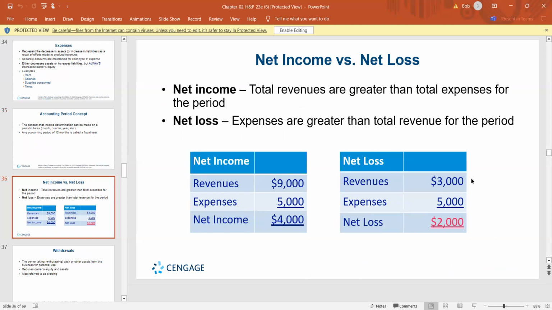Okay, net income versus net loss. I bet you didn't have to go to college to understand this, huh? You make money if your sales are higher than your expenses. Who knew? If your expenses exceed the revenue, you have a net loss.